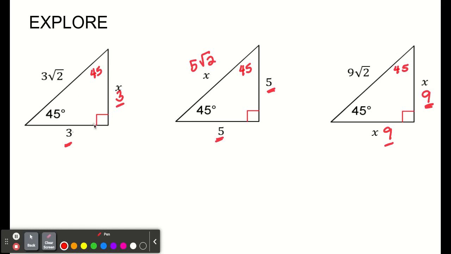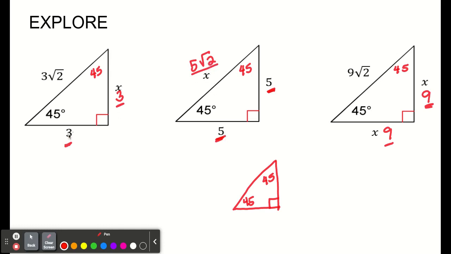So again, the 45, 45, 90 triangle is one of our special right triangles. So what I want you to see is that anytime you have a 45, 45, 90 triangle, the relationship between the legs and the hypotenuse is that we're just going to multiply the leg by the square root of 2 to give us the measure of the hypotenuse.